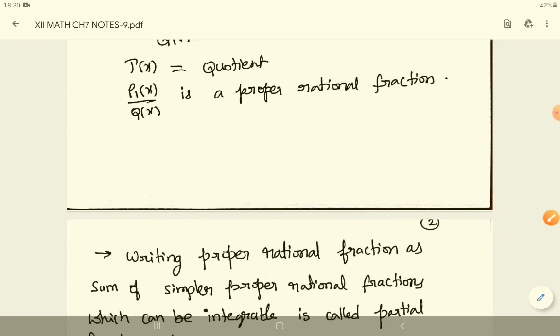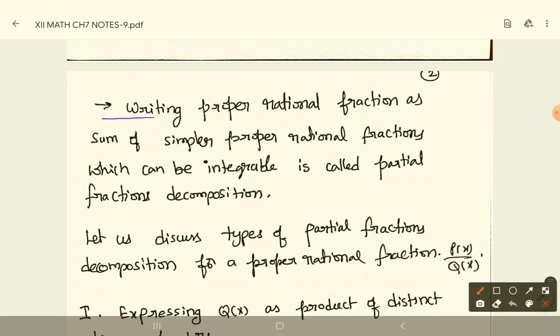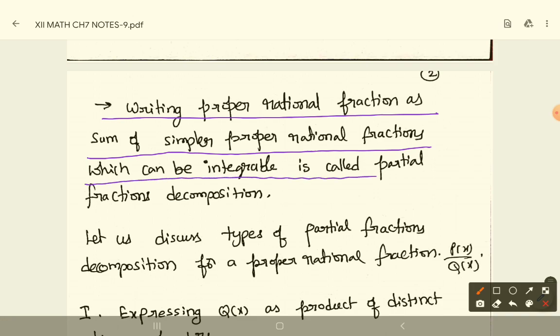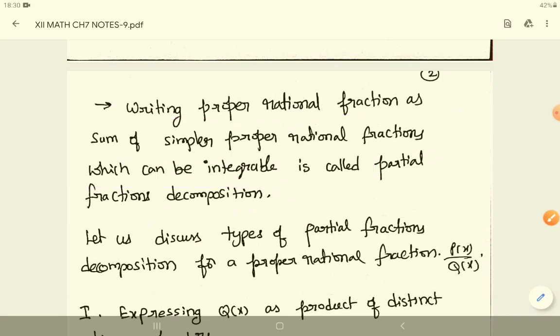This is very useful while doing integration. The division is very important. Writing a proper rational fraction as a sum of simpler proper rational fractions which can be integrated is called partial fraction decomposition. What does partial fraction decomposition mean? Writing every proper rational fraction as a sum of simpler proper rational fractions which can be integrated. You will understand while learning the problems. You may not understand it now, but after knowing everything, read it again and you will understand it. Okay, let me go to the next point.